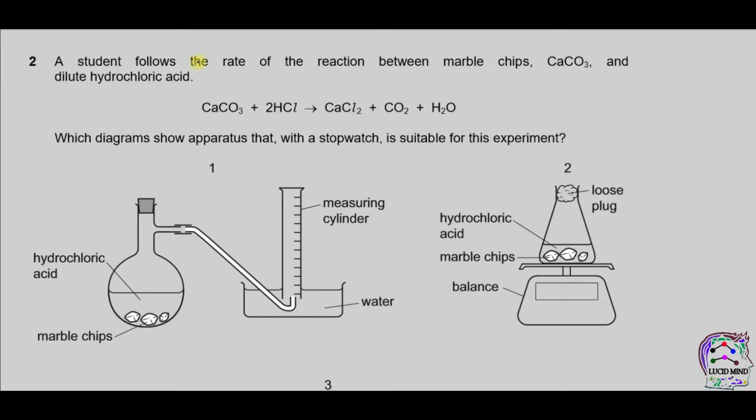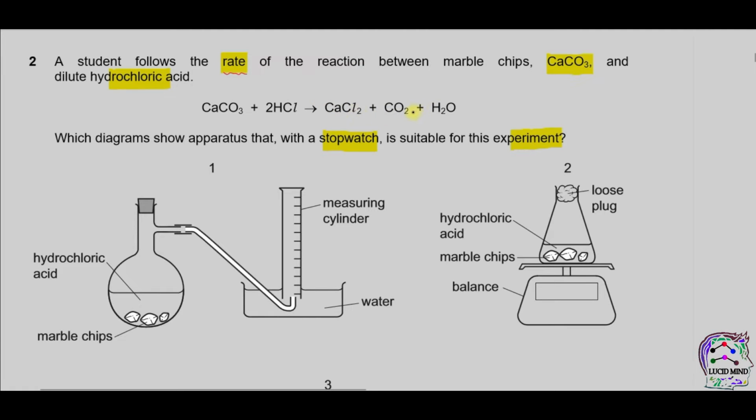Question 2. A student follows the rate of the reaction between marble chips, we have calcium carbonate, and dilute hydrochloric acid. The reaction is given. Calcium carbonate reacts with hydrochloric acid to form salt, carbon dioxide and water. Which diagram shows apparatus that with a stopwatch is suitable for this experiment? In this reaction, we are studying the rate of chemical reaction.